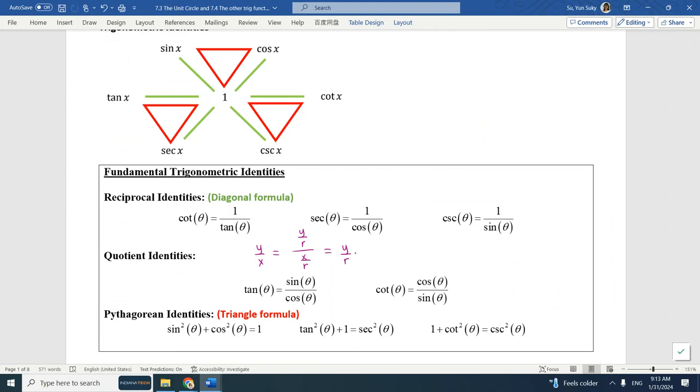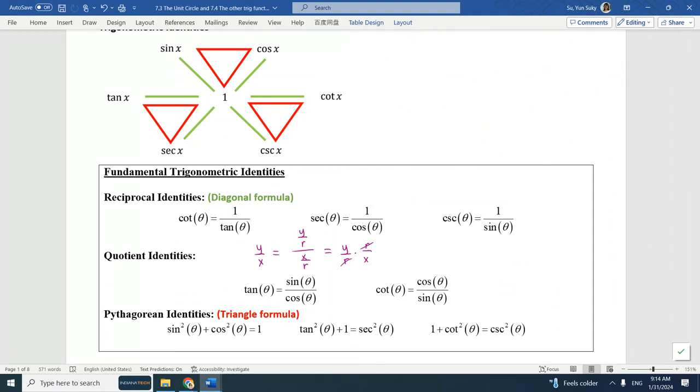When you divide by a number, it's the same as multiplying by its reciprocal. What is the reciprocal? R over x. Do you see the r cancels, so you get y over x? So tangent is sine over cosine. Keep that in mind. And remember, cotangent is the reciprocal of tangent. So you flip it, you get cosine over sine.